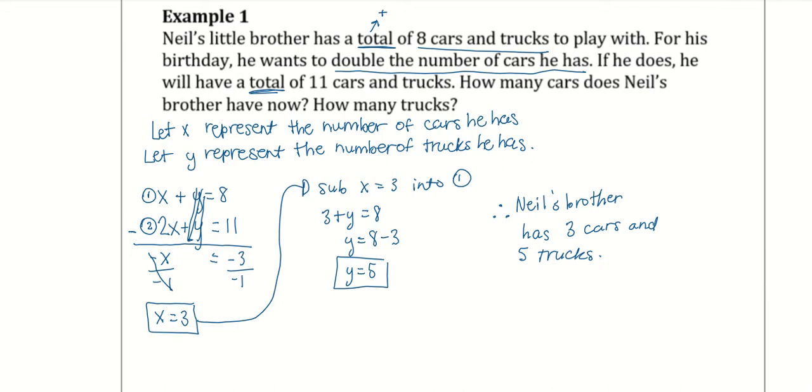question. It says that Neil's brother has a total of 8 cars and trucks to play with. Well, 3 plus 5 is equal to 8. It also tells us that for his birthday, he wants to double the number of cars he has. So if we doubled the number of cars, that would be like saying 6 plus 5. And it told us that if he did that, he would end up with 11. 6 plus 5 is 11. Okay, so that's an easy check.